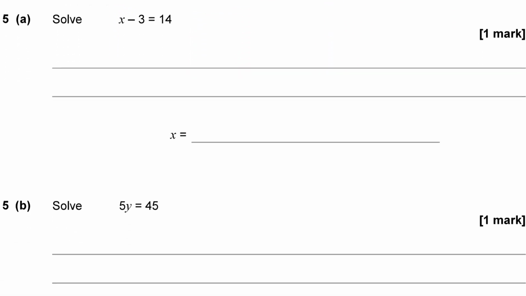Question 5. Solve x minus 3 is equal to 14. So we've got a linear equation, x, that we need to solve. You can either add 3 to both sides, that's one way of thinking about it, or you can change sides, change sign. Either way, you're going to end up with x equals 14 plus 3, or x equals 17 as the solution.